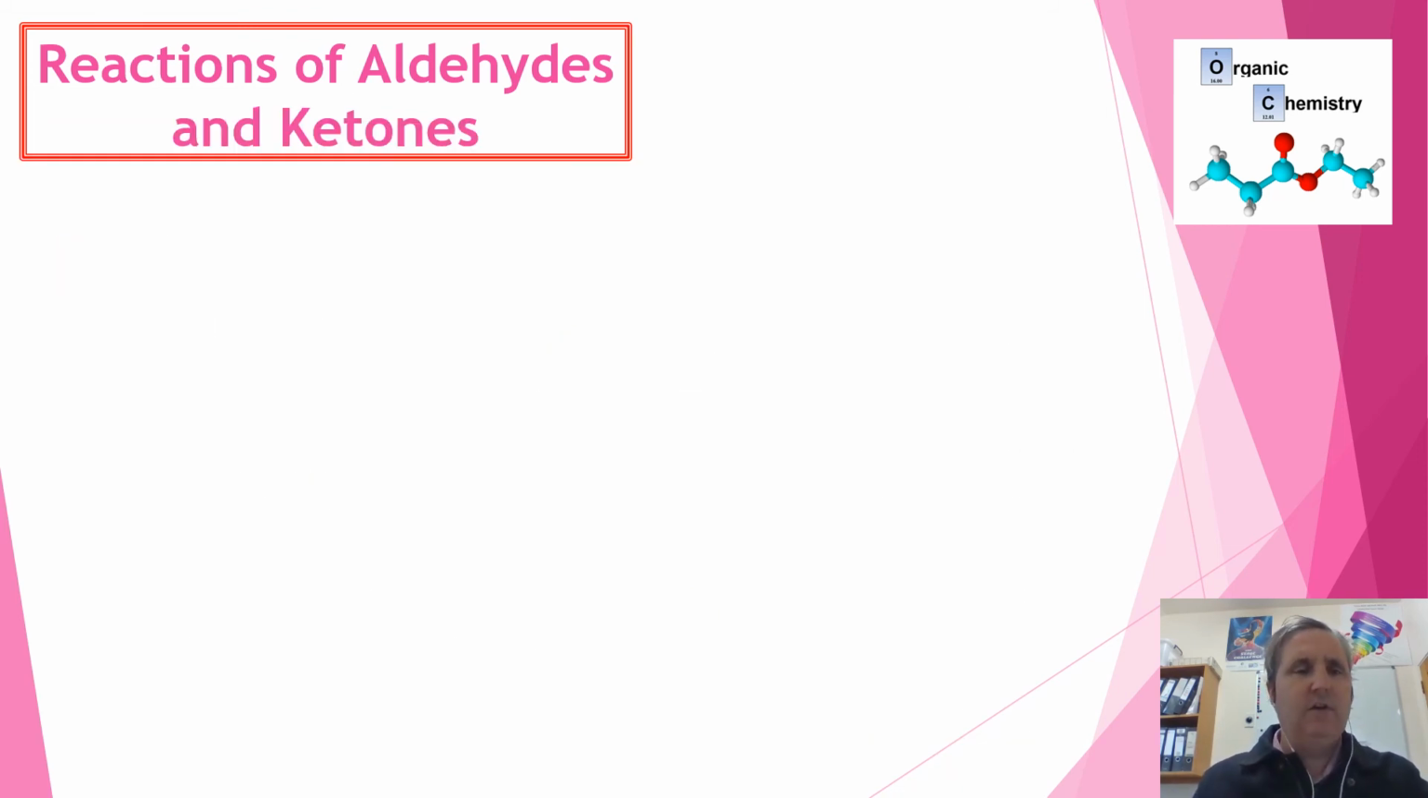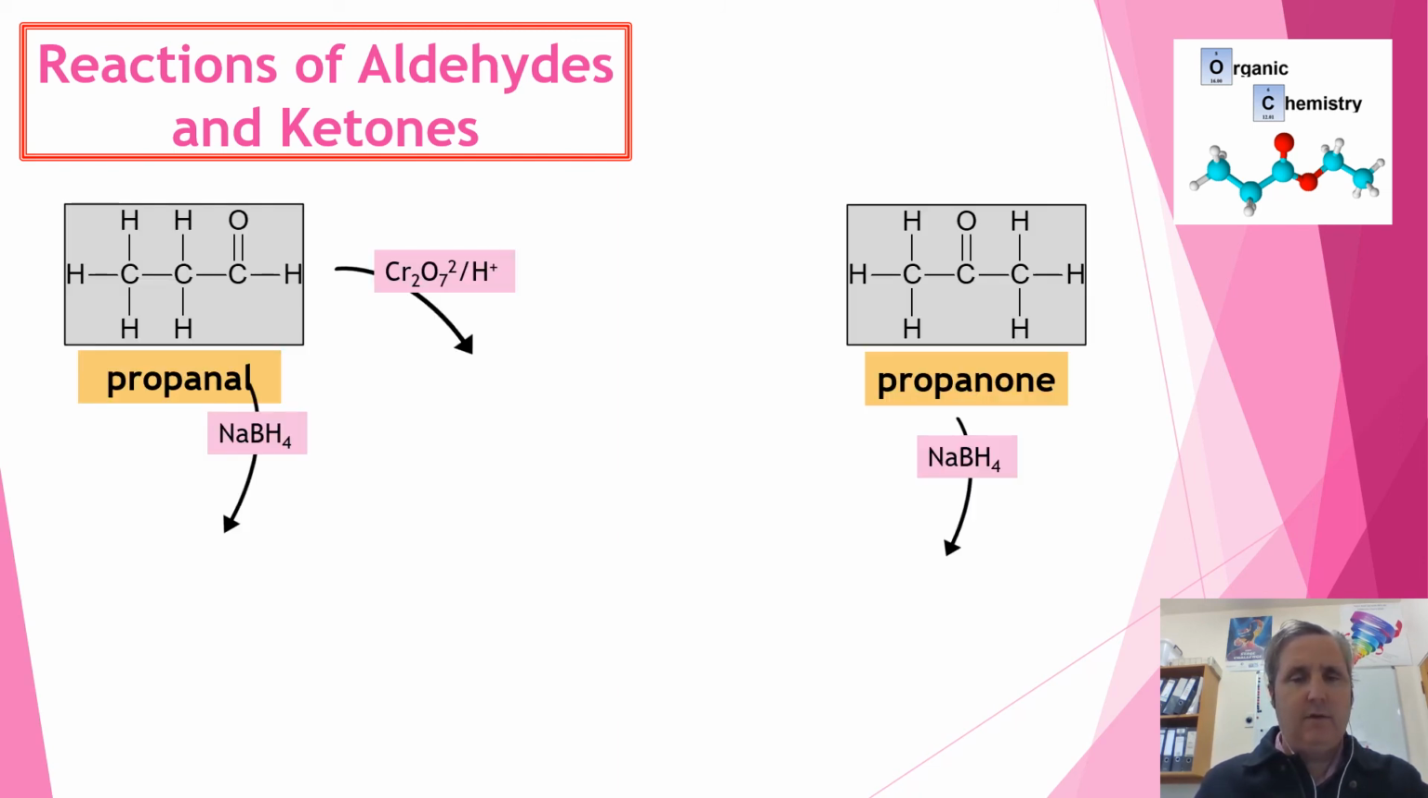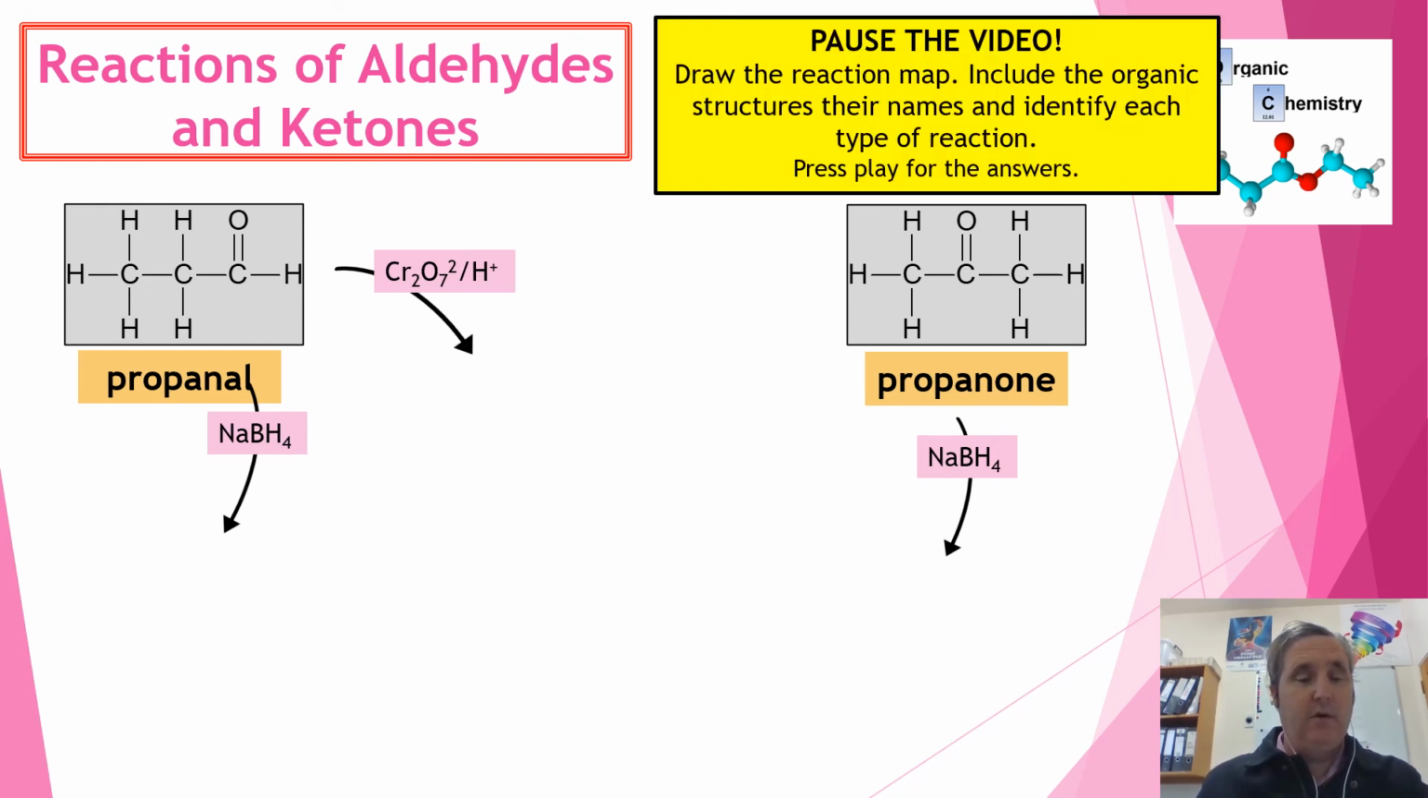Okay, just to check our understanding of the reactions of aldehydes and ketones, what I'd like you to do is get a piece of paper and jot down these following two reaction schemes. So what you want to do right now is just pause the video and copy these down onto a piece of paper. Once you've done that, what I want you to do is write the answers to these three different reactions. So we've got two reagents we could add to propanol, an oxidizing reagent and a reducing reagent, and the reducing agent we add to propanone.